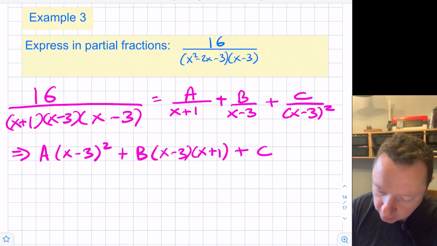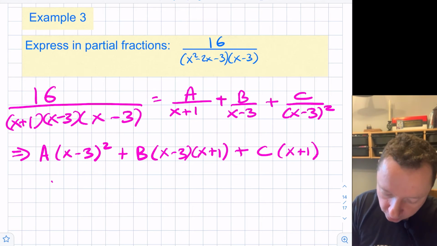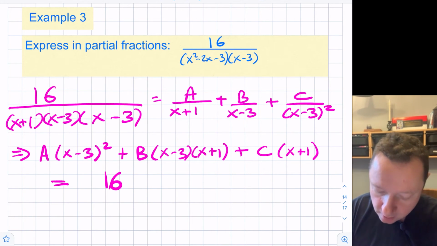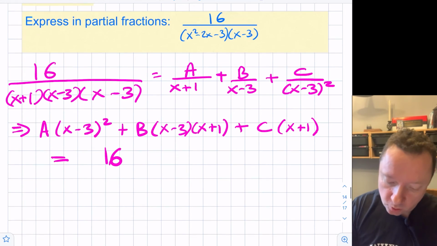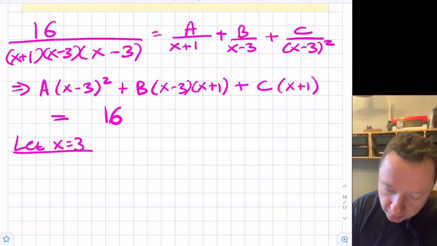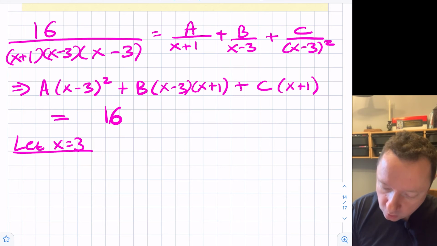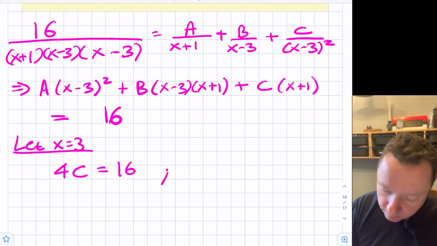And c just needs, it's already got x minus 3 squared, so it just needs an x plus 1. That gives us our numerator, and that equals just the number 16. And then we can do the same thing we always do, pick values for x, but eliminate a bunch of them. So very quickly with this one, if I let x equal 3 to start with, you should be able to see this by now. That goes, leaving just this one. 3 plus 1 is 4. We get 4c equals 16, or c must equal 4.